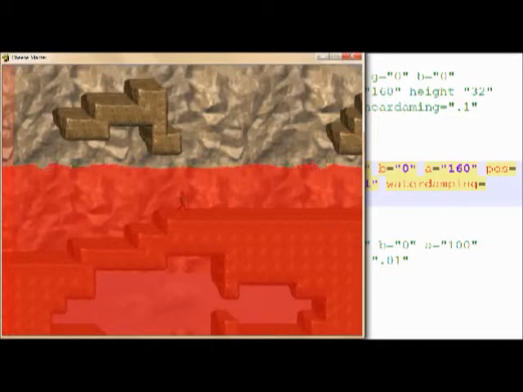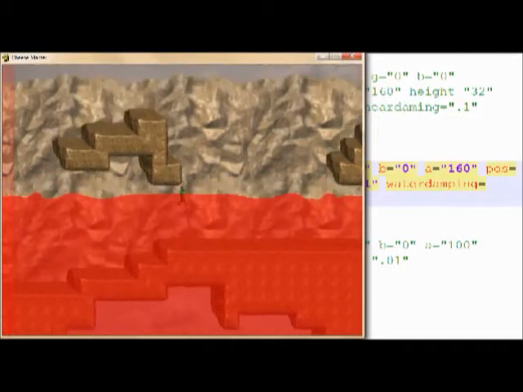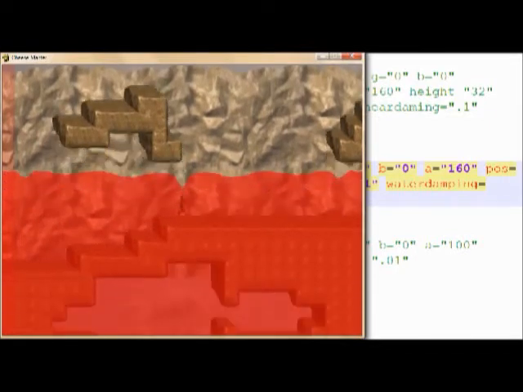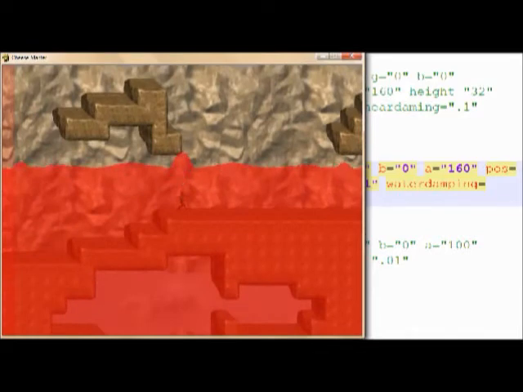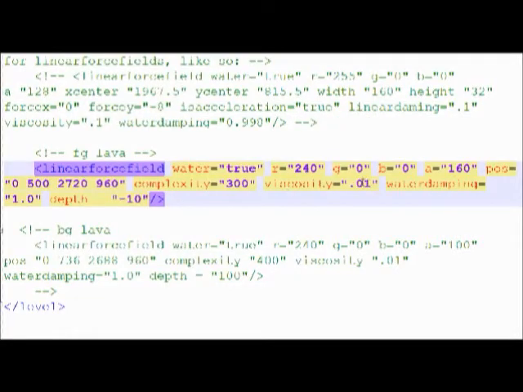Here I have a fairly low viscosity. It's supposed to be lava, so it's fairly globby. Waves propagate through it really slowly. But with different values you get different results.